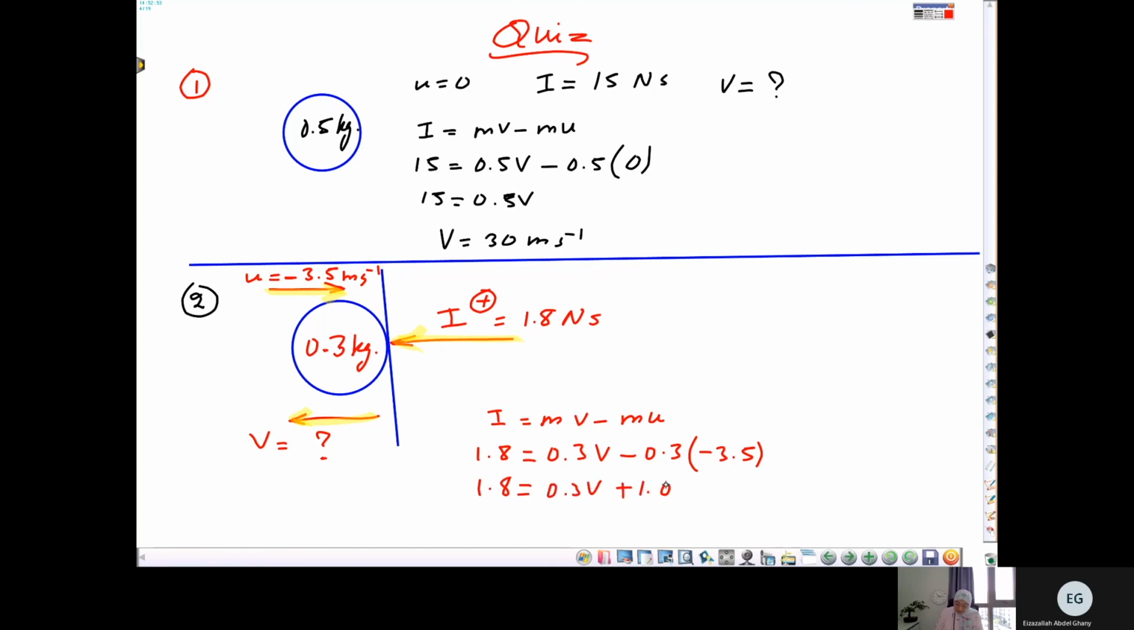plus 1.05. Cross the bridge and change the sign. 1.8 minus 1.05 equals 0.75. So 0.3 v is equal to 0.75. We divide both sides by 0.3 and the velocity after rebounding will be 2.5 meters per second.